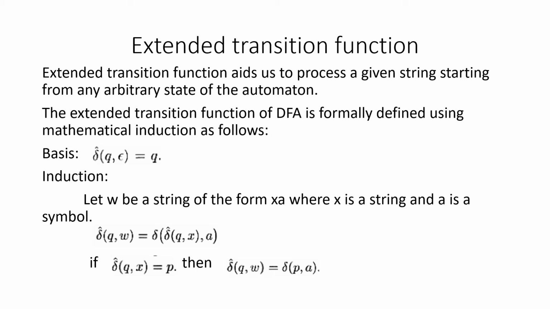So next we'll go for the induction part. Here we'll consider that W is the string which we want to process, right? So we assume that W is of the form XA, where X is a string and A is a symbol. So what do we infer from this? If the length of W is going to be n plus 1, then what will be the length of X and A? X will be of length n, A will be of length 1, because X is considered as a string and A is a symbol. Okay, so thus the string W is taken like this, right?